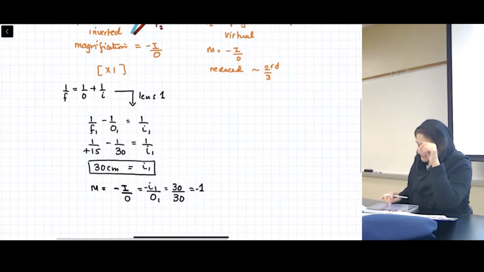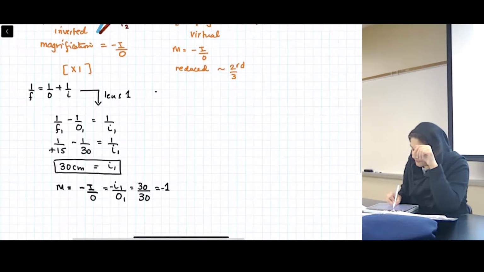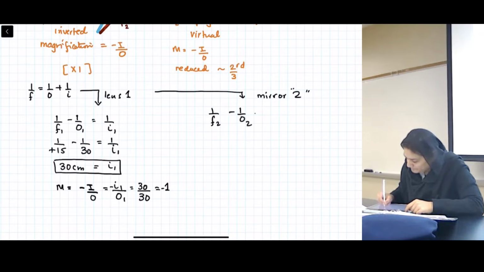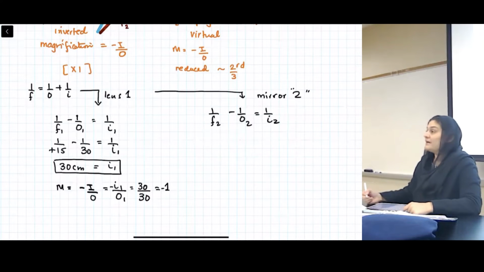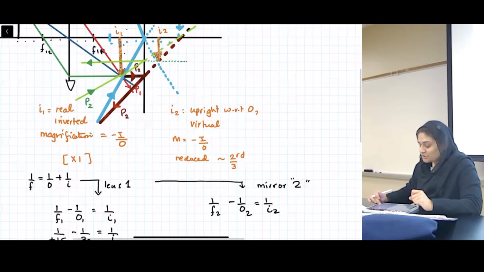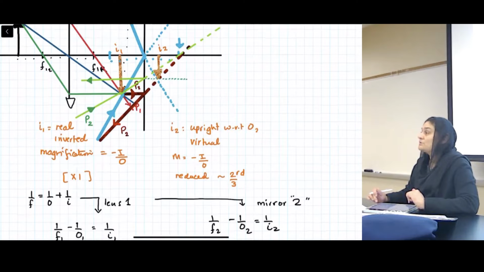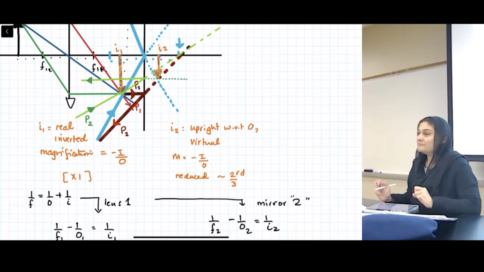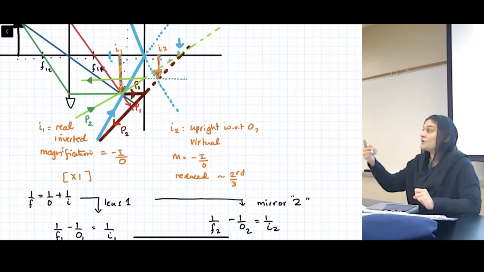Okay, now here's the trick. When you do it for your lens 2, no, in this case, mirror 2, right? You use the same equation, except now you're going to use 1 over f2 minus 1 over O2 equals 1 over I2. What is O2? I said that we will use image 1 as object 2, correct? Everything has to be done with respect to the optical system that you are talking about. In this case, mirror 2 is your optical system, right?